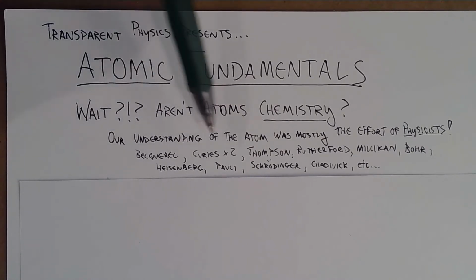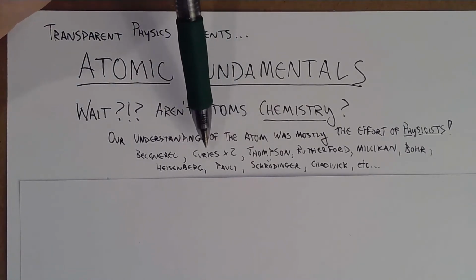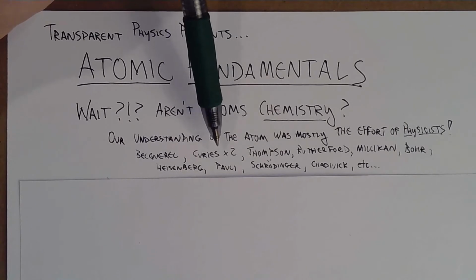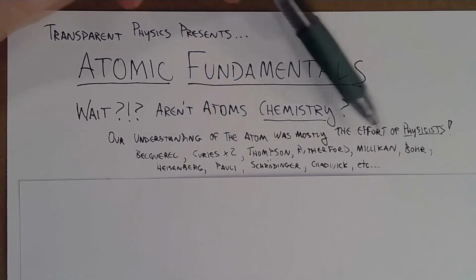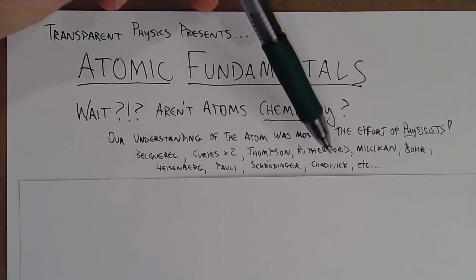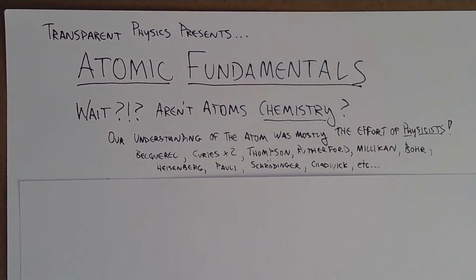Becquerel, both Curies, Pierre and Marie. Now they were sort of chemistry and physics, Marie maybe more physics than her husband was. J.J. Thomson, Rutherford, Millikan, Bohr, Heisenberg, Pauli, Schrödinger, Chadwick, etc. There are a lot of physicists in the history of our understanding of the atom.